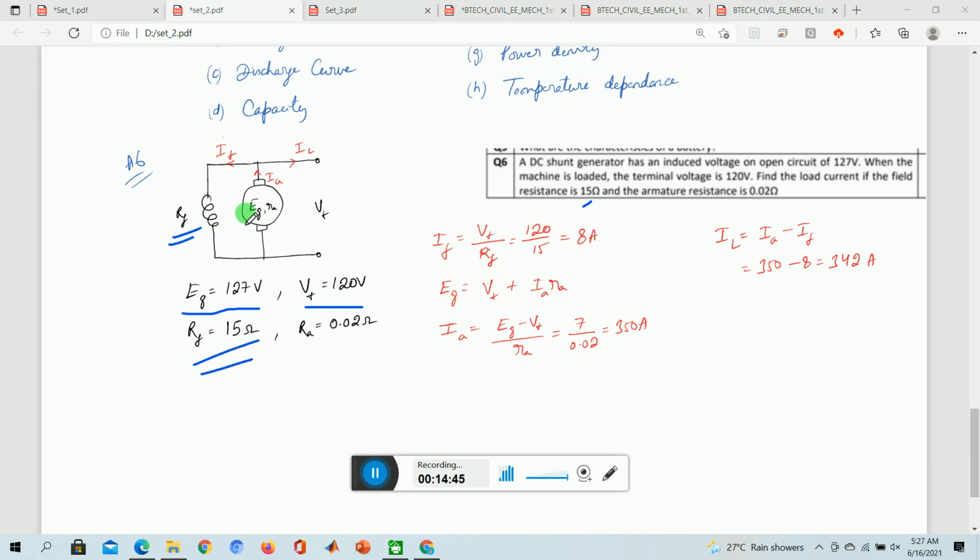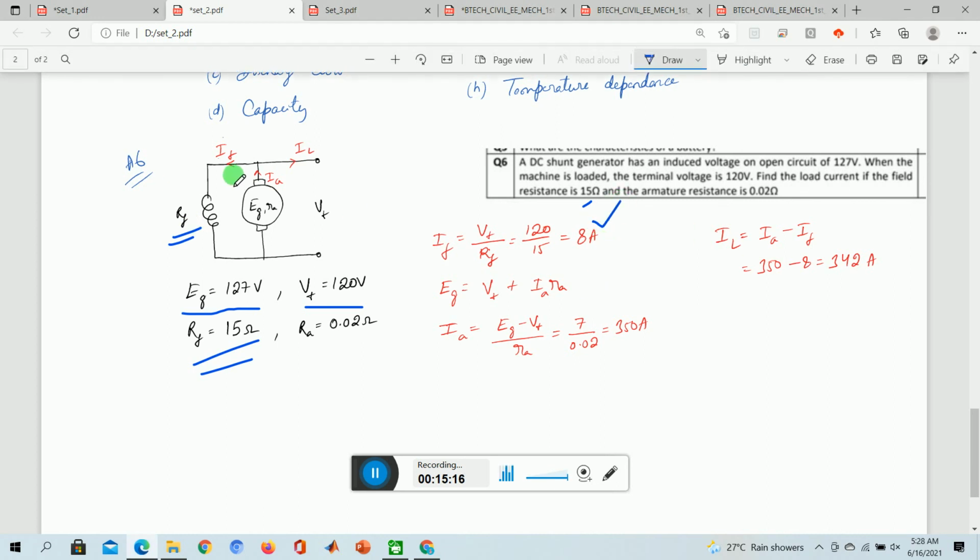Now we can write an equation here. Eg is equal to Vt plus IaRa by KVL in this path. And here we can write the value of Ia as 350 ampere. This 350 ampere is Ia. The field current is the current which is flowing in this RF. Obviously this is 120 by 15, because 120 is the terminal voltage here and 15 is the RF. So this is 8 ampere. So you have to subtract this 8 ampere from this 350 ampere to get the value of IL. That is 342 ampere as the answer.